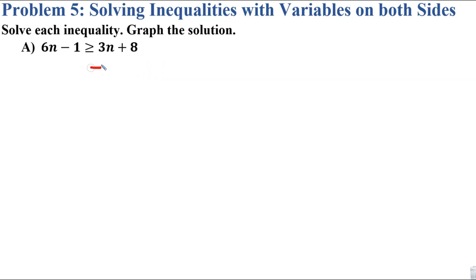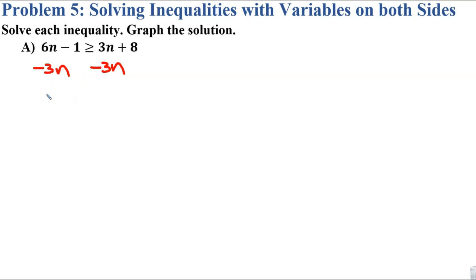My first step here is going to be subtract 3n from both sides. The reason I want to subtract 3n instead of 6n is, as much as possible, especially with inequalities, I want to keep my variables positive. That way I don't have to worry about flipping my sign or forgetting to flip my sign.